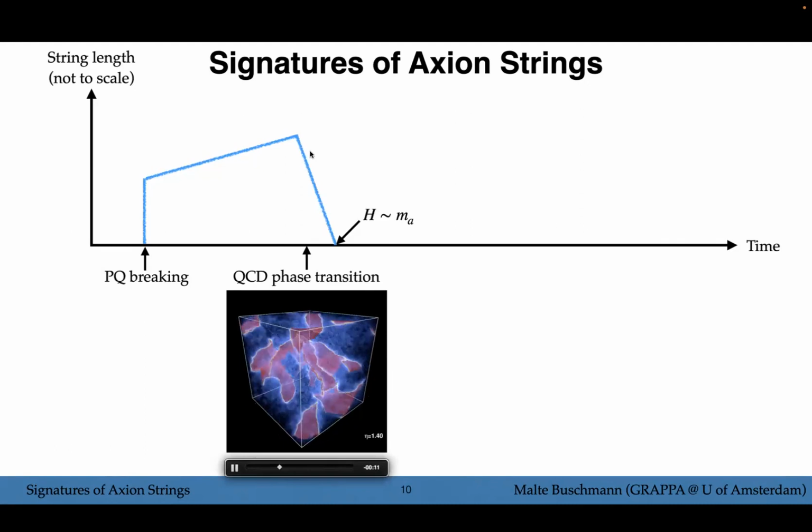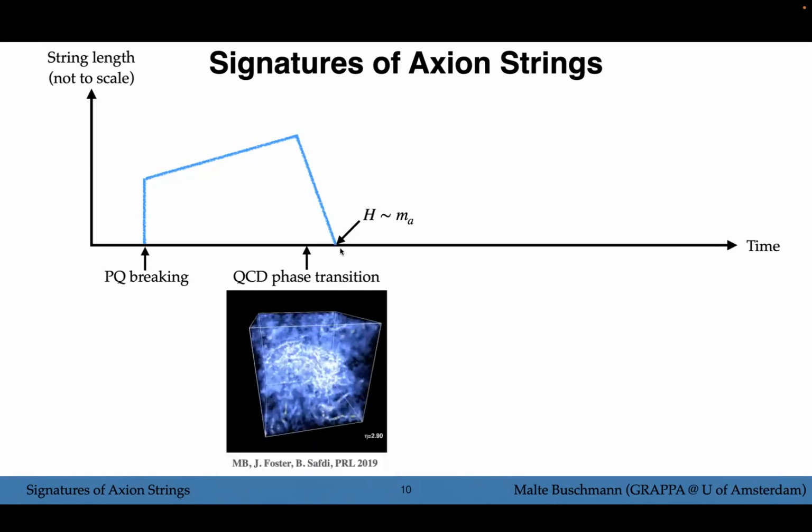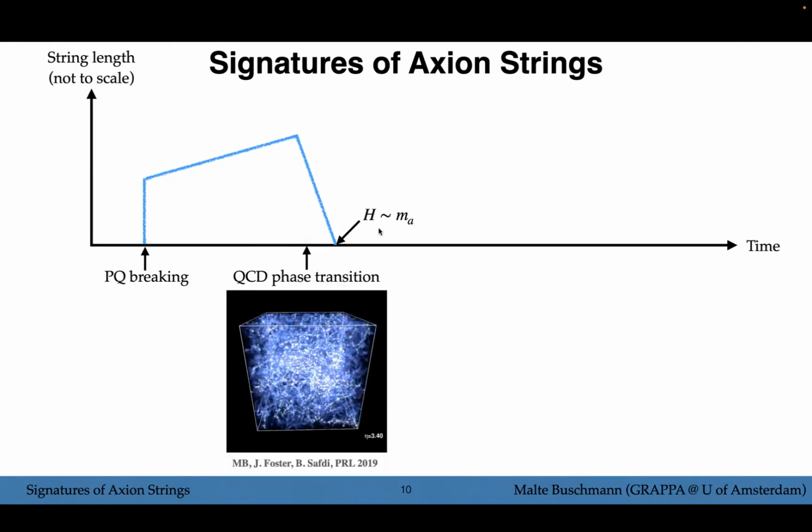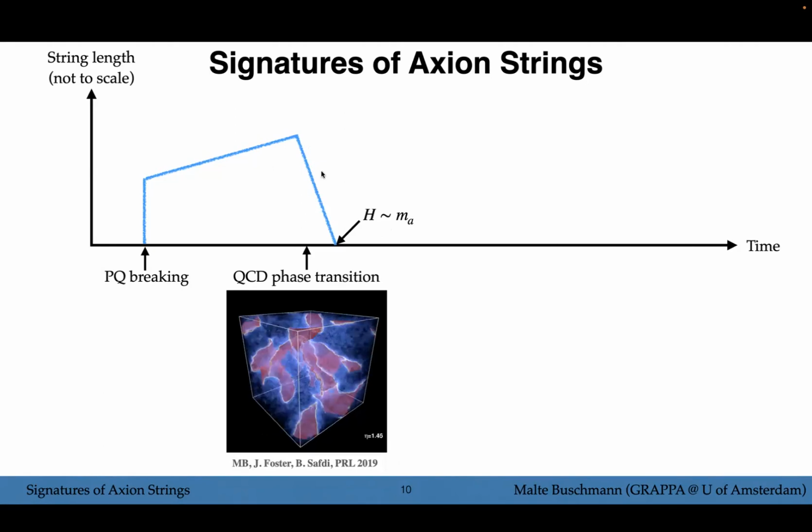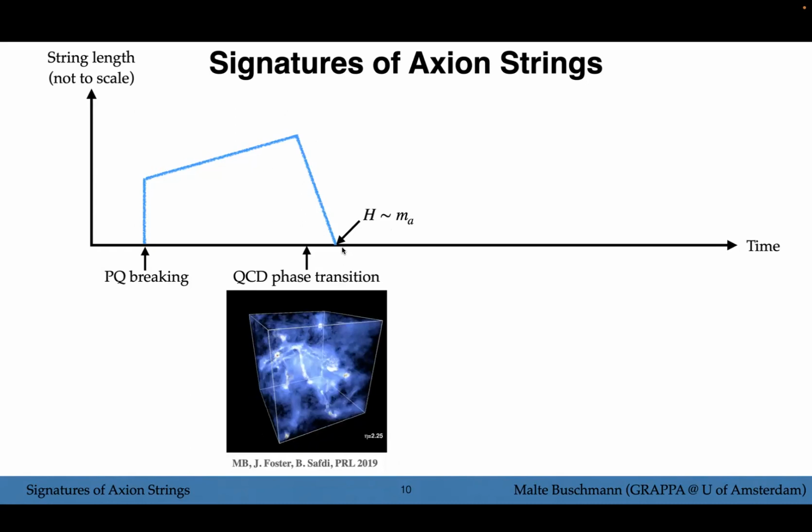That decay is not entirely instant. As we've heard earlier, the axion starts to become massive at the QCD phase transition and starts oscillating when the axion mass matches Hubble. But typically around the time when it starts to oscillate, the network is pretty much gone.